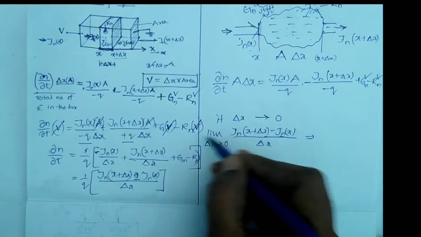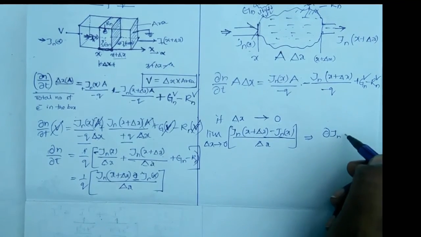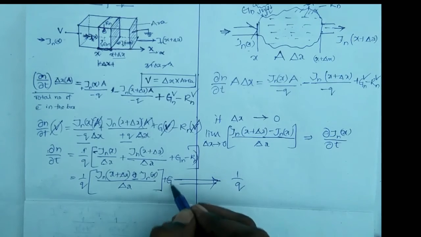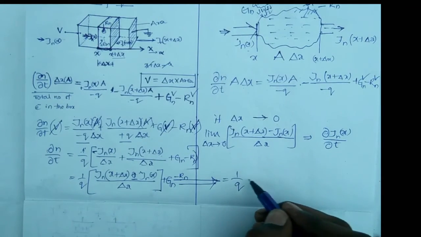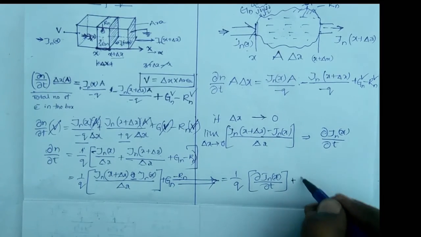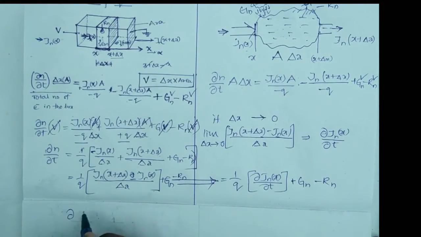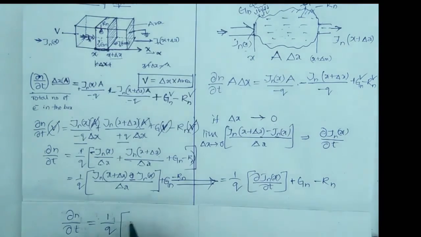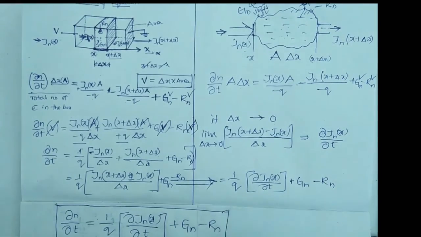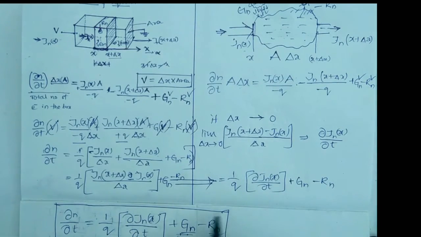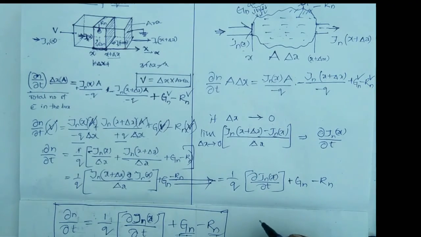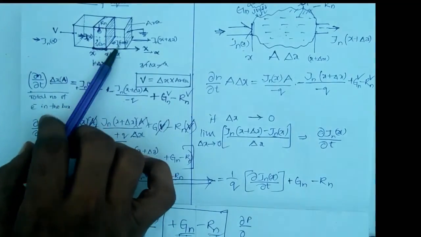So dou n by dou t, this is volume. Jn of x by minus q, minus minus plus Jn of x plus delta x of area by q. I forgot to multiply volume: plus Gn of volume minus Rn of volume. This is volume, so you can cancel out volume on both sides. This is area, volume one. So here there is no delta x, there is only area.